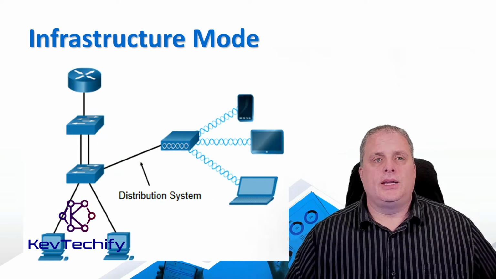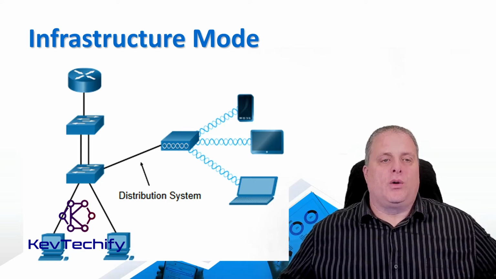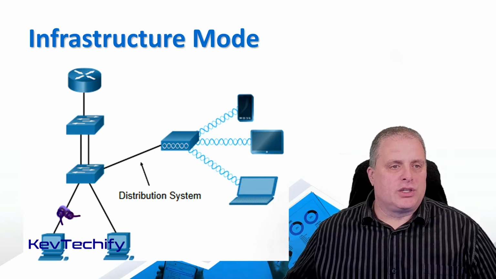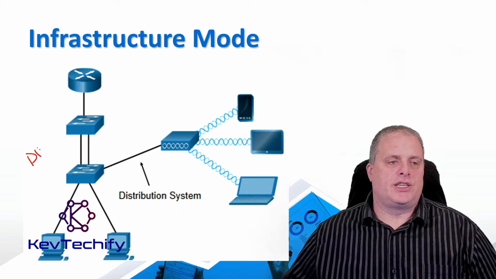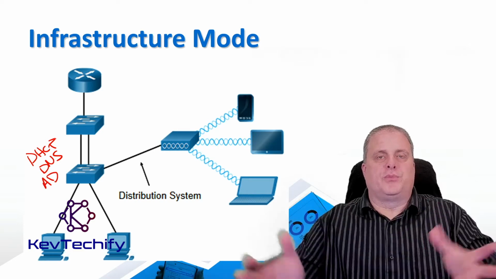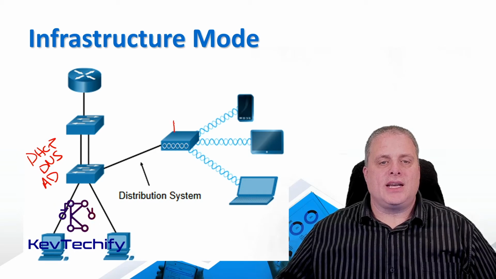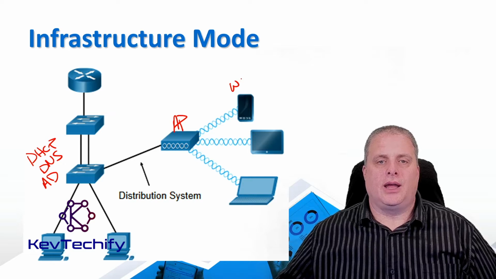Infrastructure mode is where you have an existing infrastructure. You have your network. We have some switches. We have our network cables. We have servers. We have routers. You have all sorts of servers. You have DHCP, DNS. You have Active Directory out there. You have all this infrastructure built, and what you are doing is providing this access point here so all of your wireless end devices can connect in.